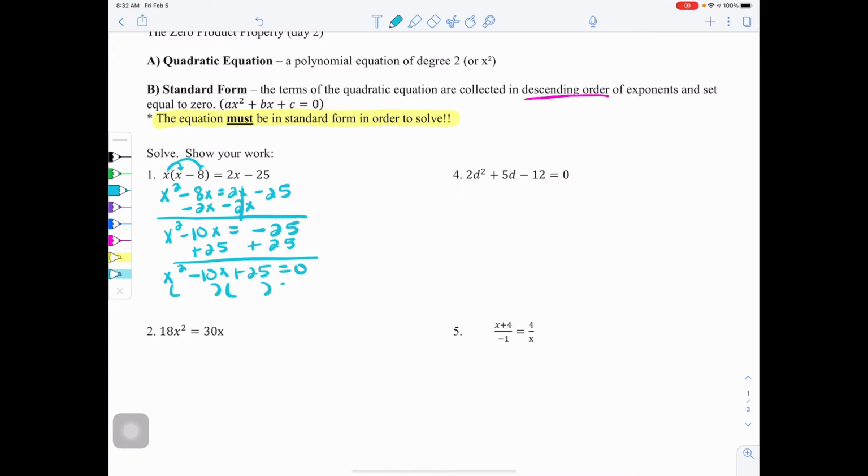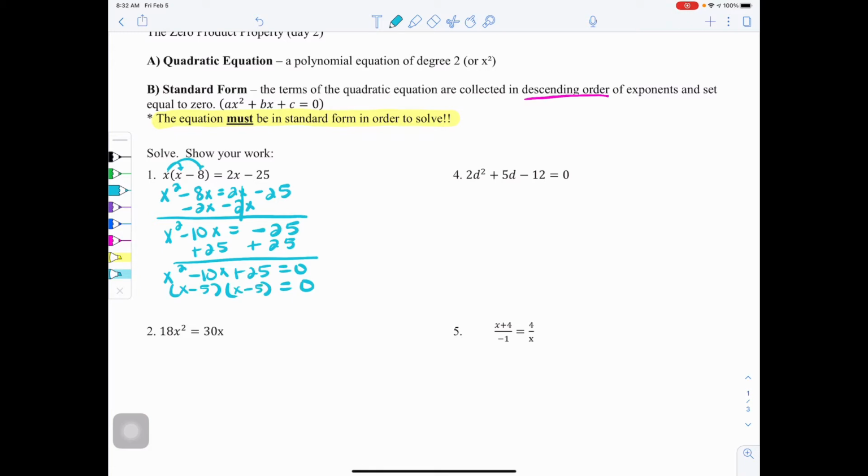So this is going to factor into two binomials, and we have to keep the set equal to 0. So I'm looking for the factor pairs of 25 that would add up to negative 10. So that would be negative 5 and negative 5. So x minus 5 and x minus 5.